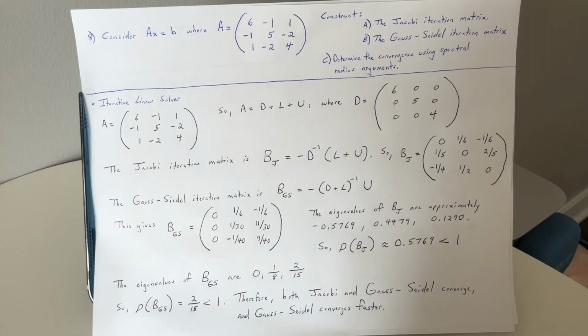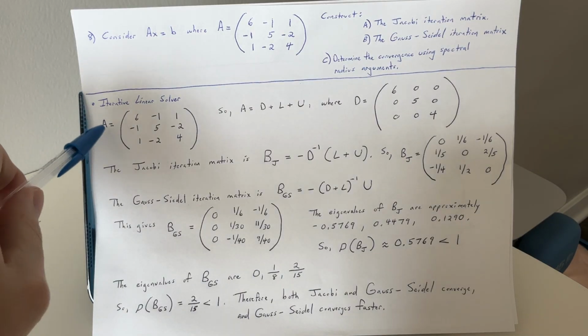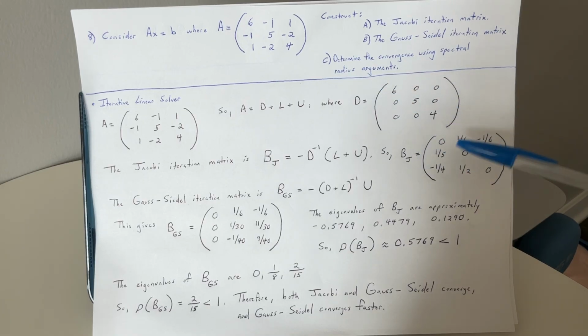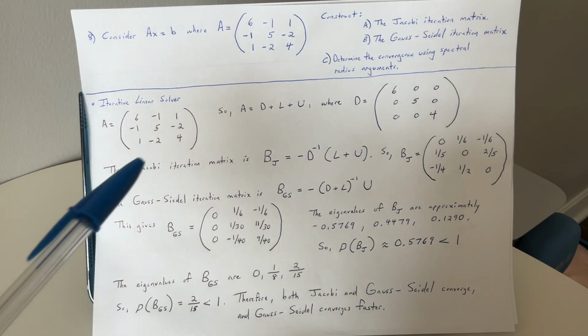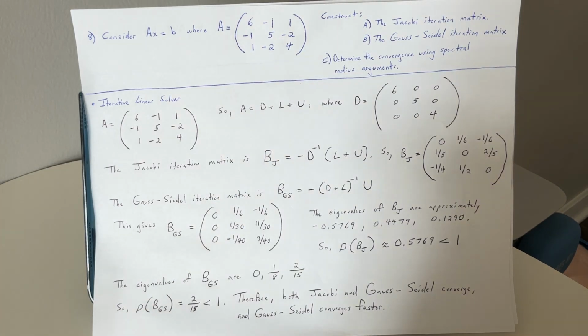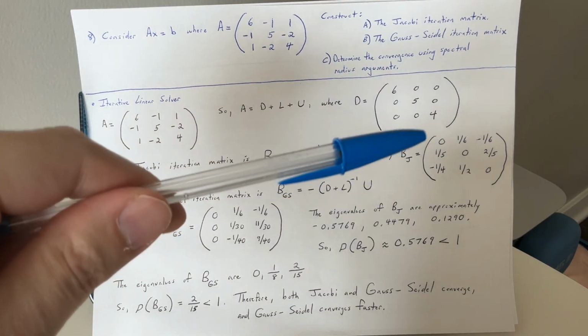So this is an iterative linear solver problem. So we were given A, row 6, negative 1, 1, second row, negative 1, 5, negative 2, third row, 1, negative 2, 4. So we could say that A is equal to this sum D plus L plus U, where D is going to be equal to this matrix, first row 6, 0, 0, second row 0, 5, 0, third row 0, 0, 4. So the Jacobi iteration matrix is going to be B sub J equals negative D inverse (L plus U).